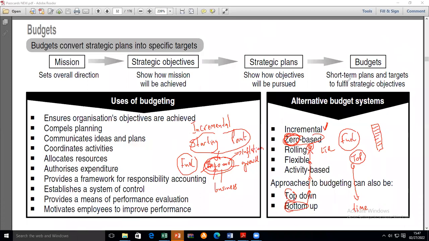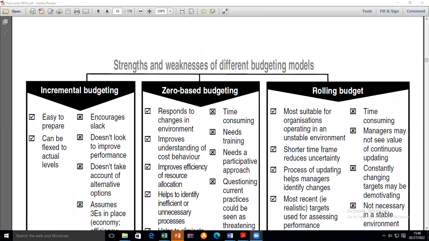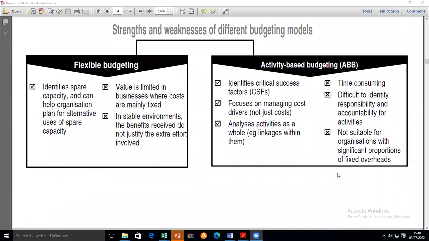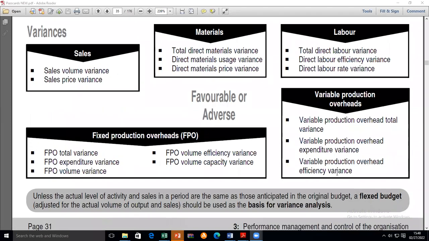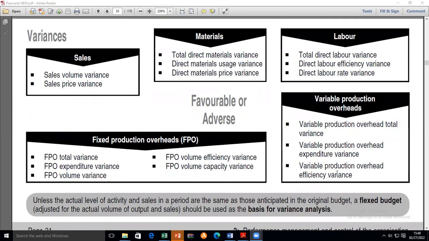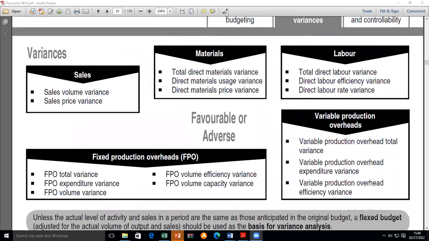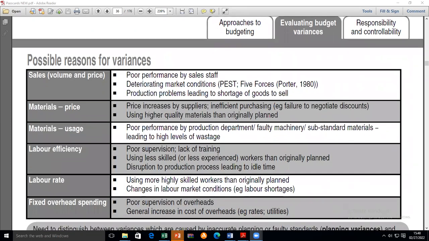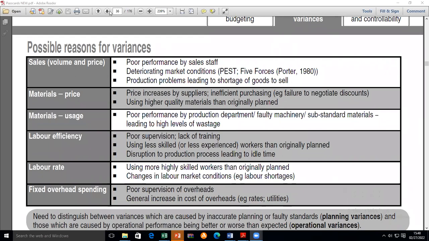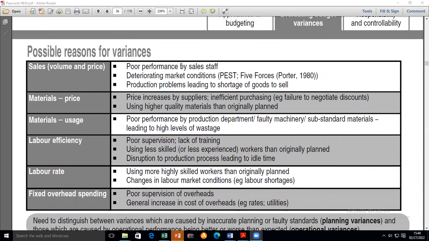Okay, so these are the approaches to budgeting that can be used. And you've got the advantages and disadvantages of all these approaches there, which you can go through. Lastly, let's talk about our variances. Variance analysis. We have been asked to evaluate variances. How can we evaluate variances? How can we come up with a better variance analysis system?